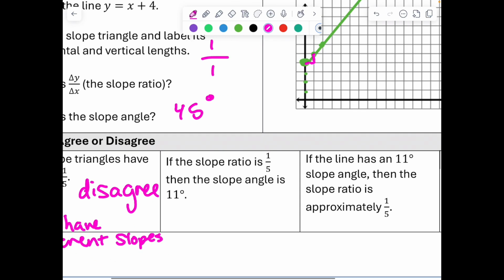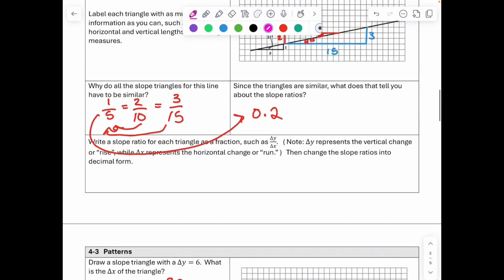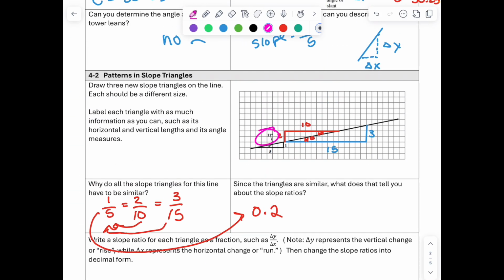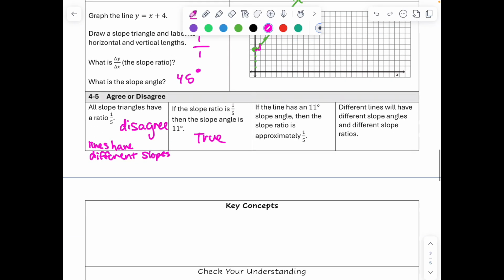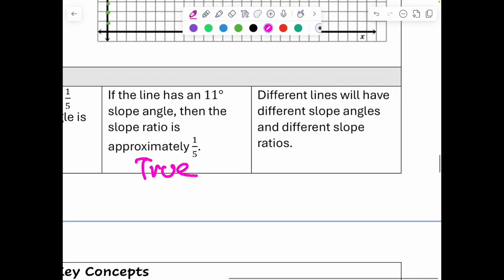If the slope ratio is 1 over 5, then the slope angle is 11 degrees. True, we found that out in our notes. I think up here, that was 11 degrees. That's true. If the line has an 11-degree slope angle, then the slope ratio is approximately 1 over 5. That's basically saying the same thing. True. Different lines will have different slope angles and different slope ratios. This is mostly true.